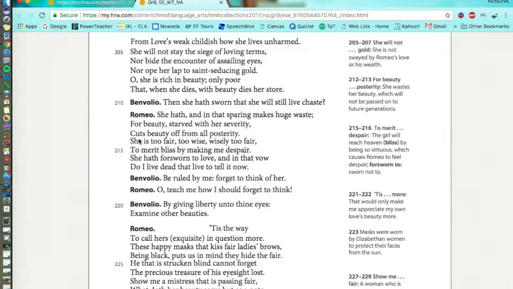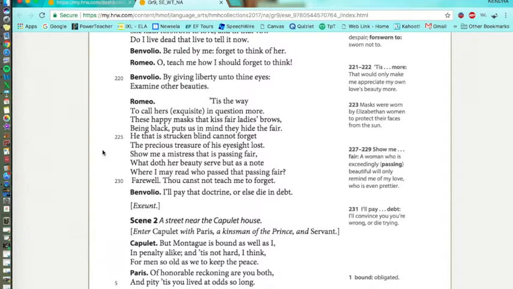So he's depressed, again, because she won't love him back. Benvolio says, be ruled by me, forget to think of her. Romeo, oh, teach me how I should forget to think. So Benvolio's like, forget about her, man. Like, it's not a big deal. Like, you're going to find somebody else. And Romeo's like, I can't forget about her.